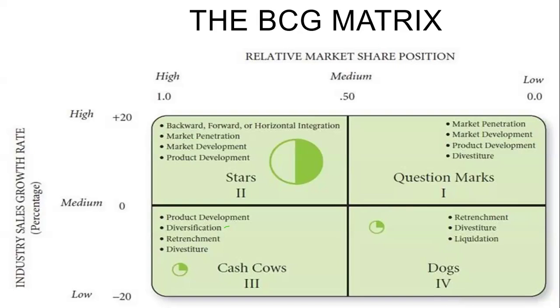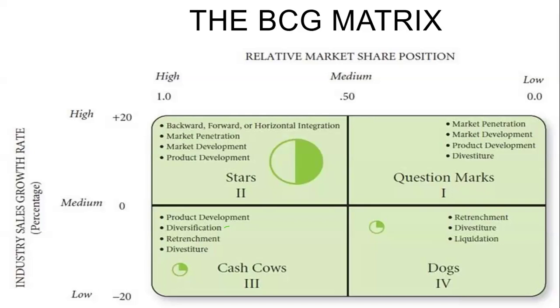So in instances where the organization decides to invest more and they are able to get favorable returns, it ends up converting the question marks into stars. But in instances where it does not yield fruitful results, then they may eventually become the dogs of the organization, which may even require something beyond a divestiture strategy.